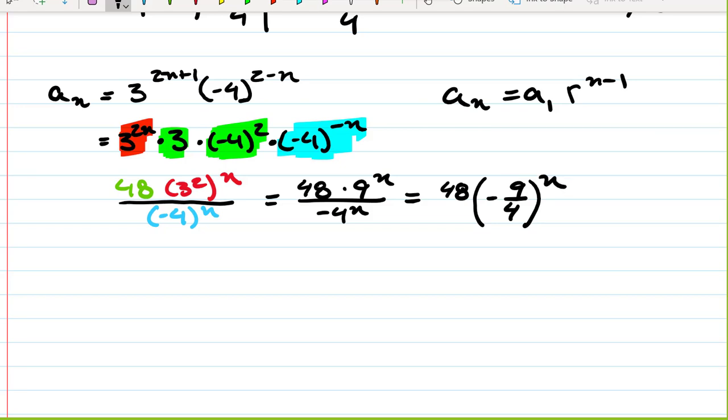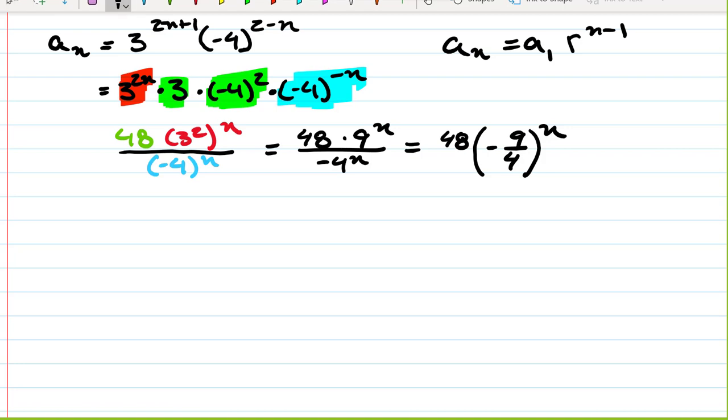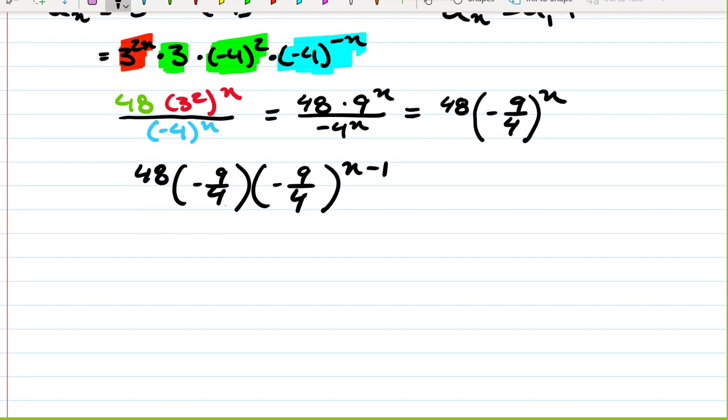So I'm getting really, really close to this, but it's not quite right yet because my exponent's an n, but what I really want is an n minus 1. So I can write that as 48 times negative 9 over 4 times negative 9 over 4 to the n minus 1. Because now these two things have the same base. If I add them up, I will get this. So then finally, 4 goes into 48 12 times.